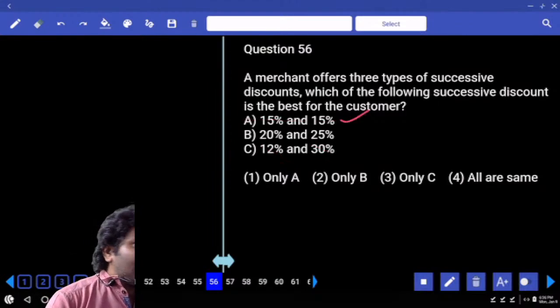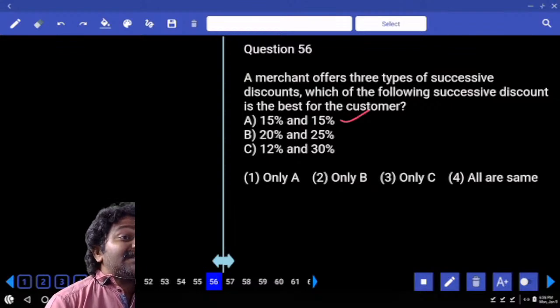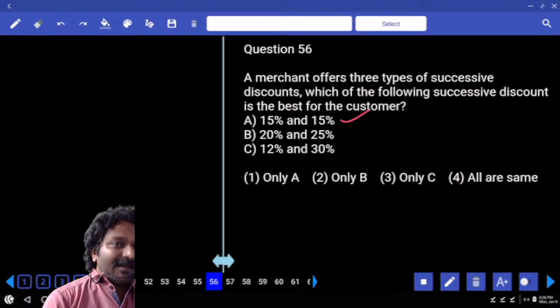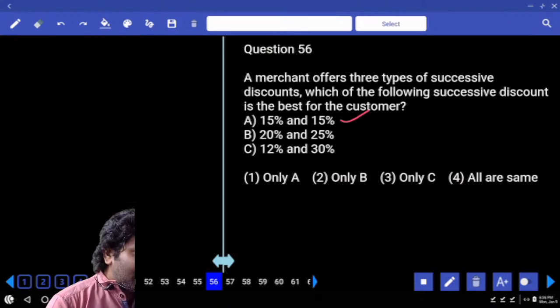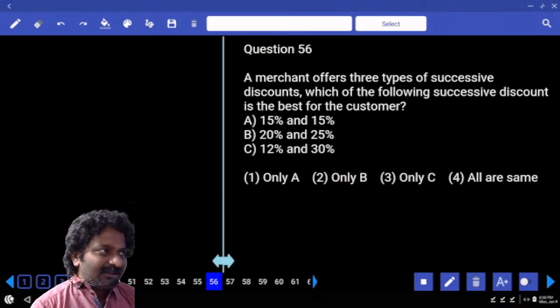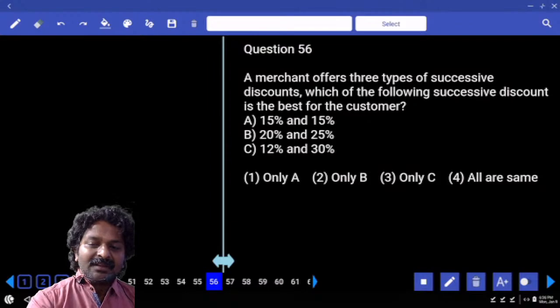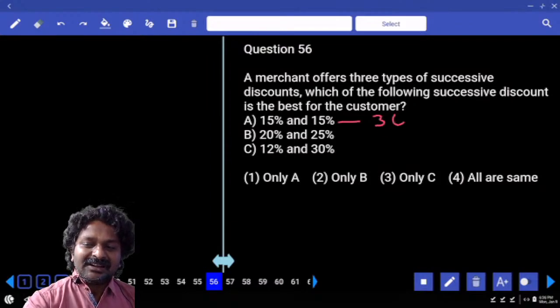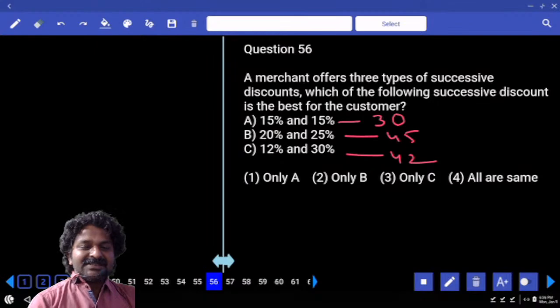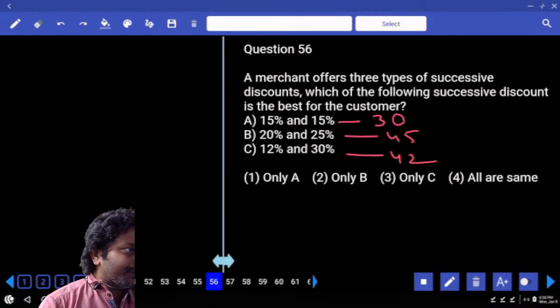When 2 successive discounts are there, you know how to calculate the single discount: A plus B minus AB by 100. That gives you the single discount. You don't have to calculate the single discount value here, because using the sum itself, this is 30, this is 45 and this is 42. The number itself says 45 is definitely more. Yes?